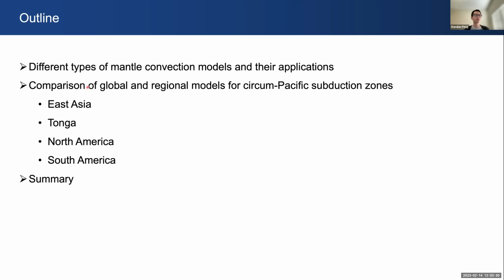In this talk, I will compare different types of models, and most importantly, I will focus on the circum-Pacific subduction zones, East Asia, Tonga, North America, and South America, and show the differences between the global and the regional models. And last, there will be a short summary.